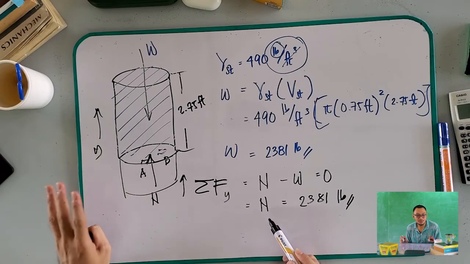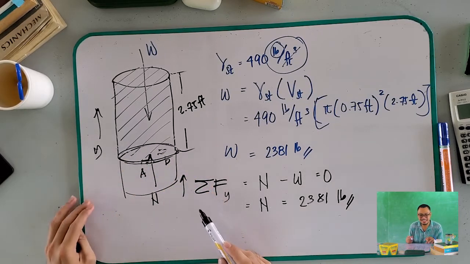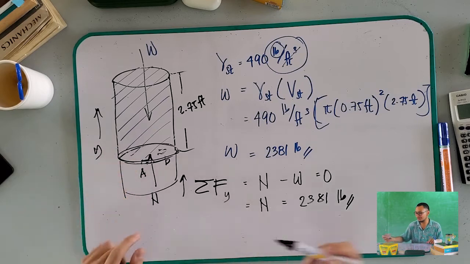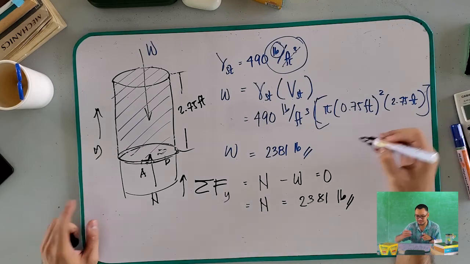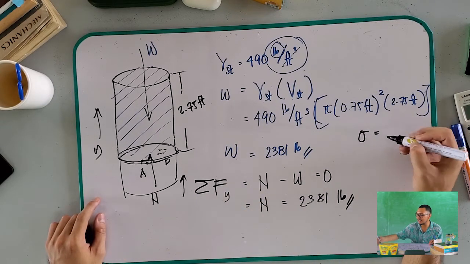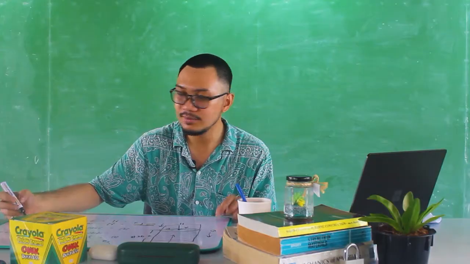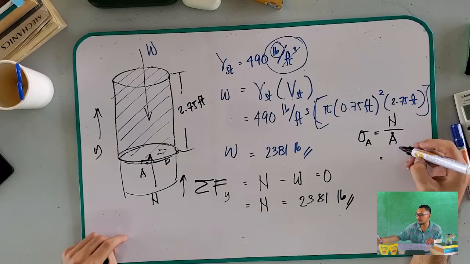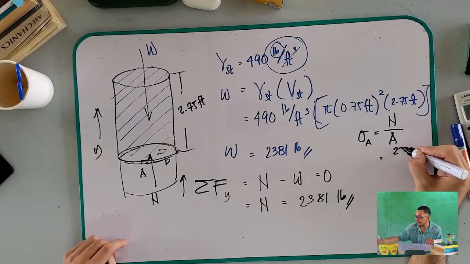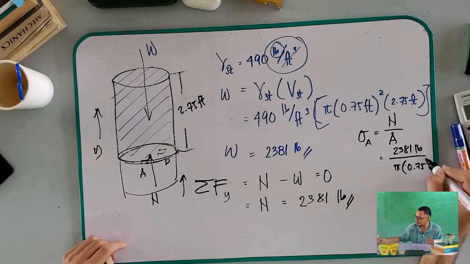And to get the normal stress internally in this section, we have to apply the average normal stress equation, which is average normal stress is equal to normal force over cross-sectional area. At point A, what is the normal force? 2381 pounds per cross-sectional area, which is pi times 0.75 squared.